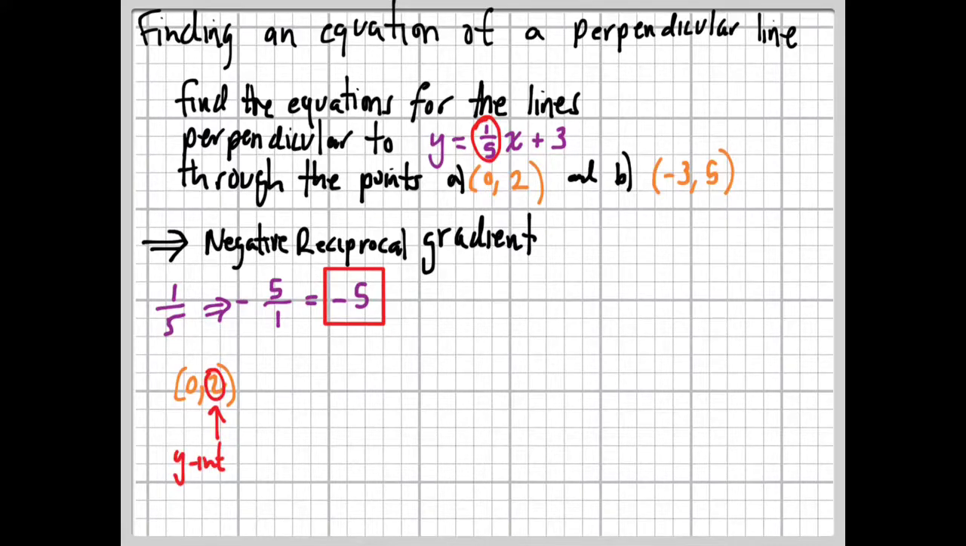Now for the point 0, 2, again we have a nice convenient y-intercept there. That point 0, 2 is on the y-axis. So we can just plug these right in. y equals negative 5x plus 2. That's it for the first one. Easy, right? Second one, again, as before, it's going to be a little bit tricky.